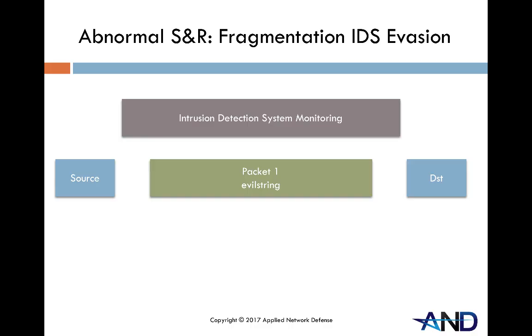So we could build an intrusion detection system rule that looks for evil string, and if it sees this packet, it's going to flag on that, and we're going to detect it, and everything's great. However, I want you to consider this scenario. Instead of sending a single packet with evil string in it, what if we fragmented it?